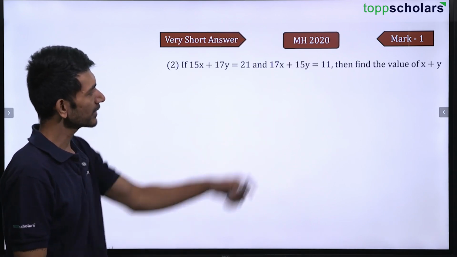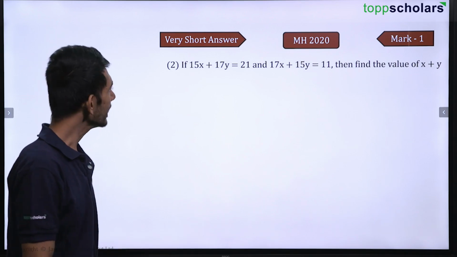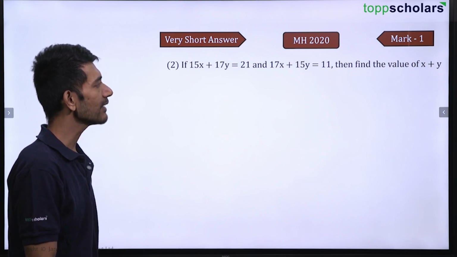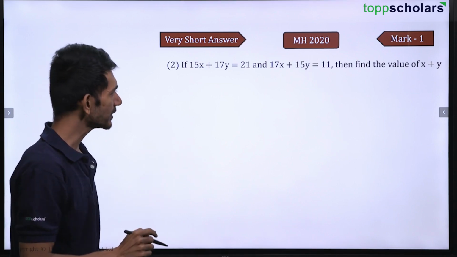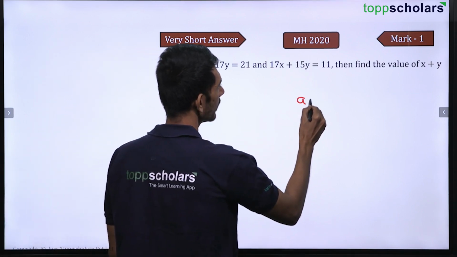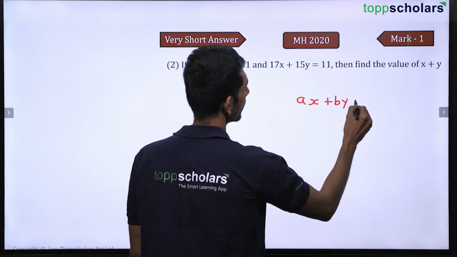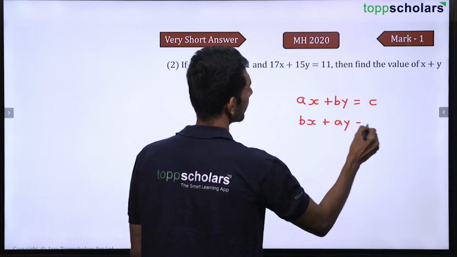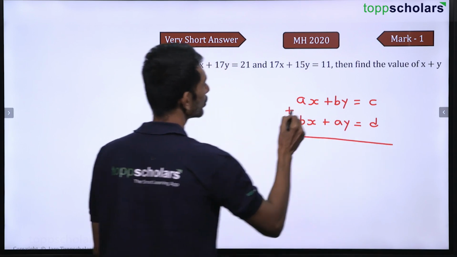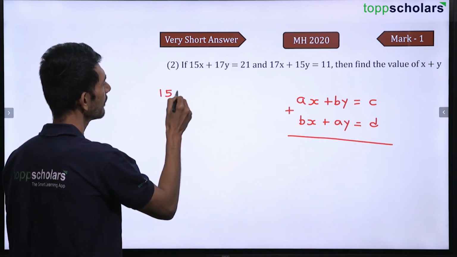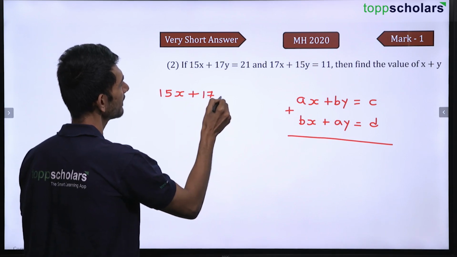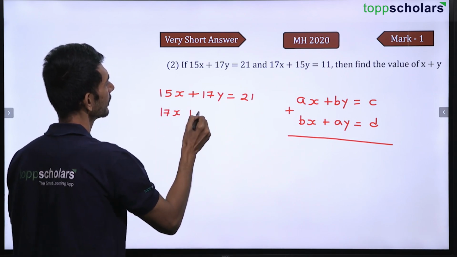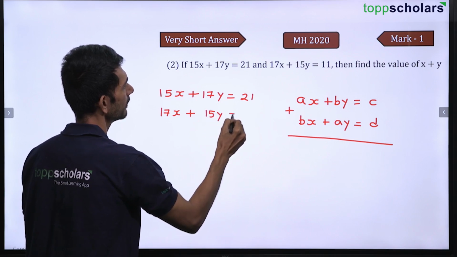Okay, let's continue. Interesting question, again asked for 1 mark in MH 2020. If 15x plus 17y is equal to 21 and 17x plus 15y is equal to 11, find the value of x plus y. Such types of questions are very easy. If you have the pattern ax plus by is equal to c and bx plus ay is equal to d, then just add both of them. Here I have 15x plus 17y is equal to 21, and here I have 17x plus 15y is equal to 11.